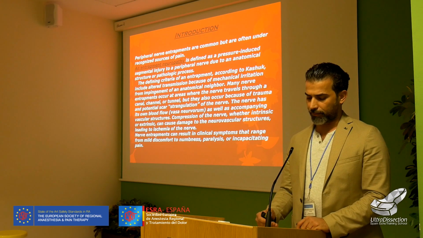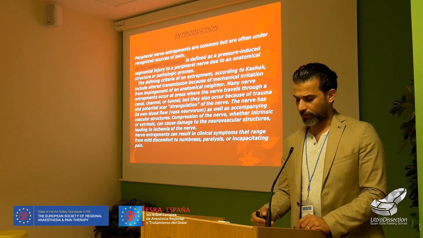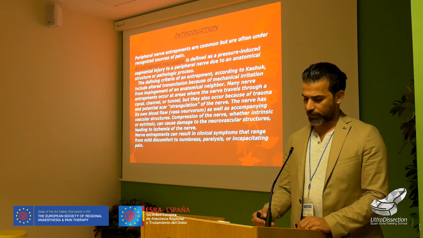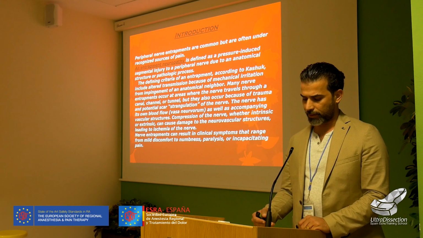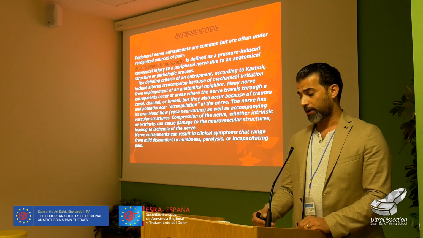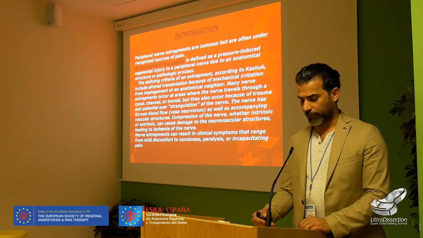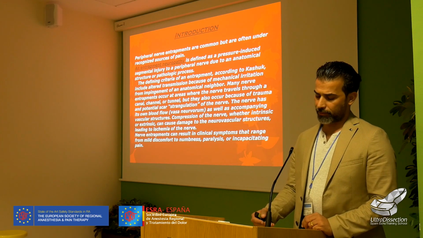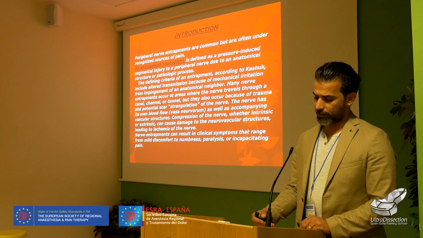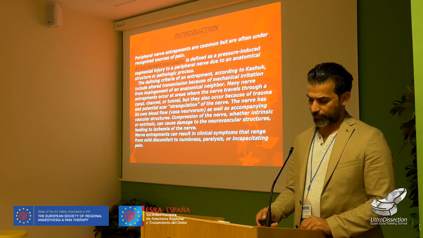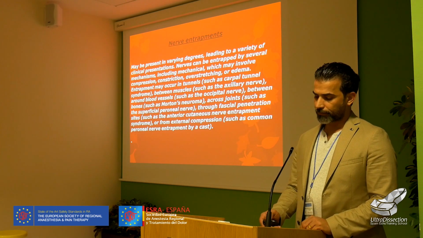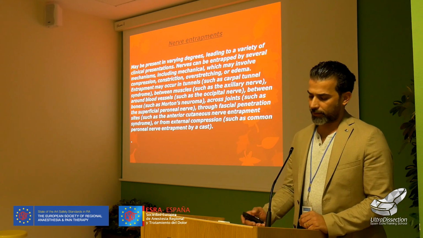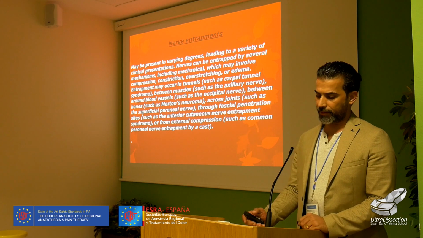The nerve has its own blood supply, the vasa nervorum, as well as accompanying vascular structures. The compression of the nerve, whether intrinsic or extrinsic, can cause damage to the neurovascular structure, leading to ischemia of the nerve. So nerve entrapment can result in clinical symptoms that range from mild discomfort to numbness, paralysis, or severe pain. Nerve entrapment may be present in varying degrees, leading to a variety of clinical presentations.